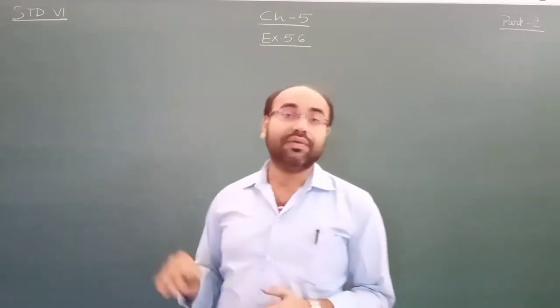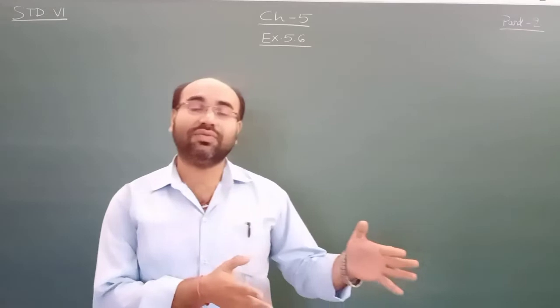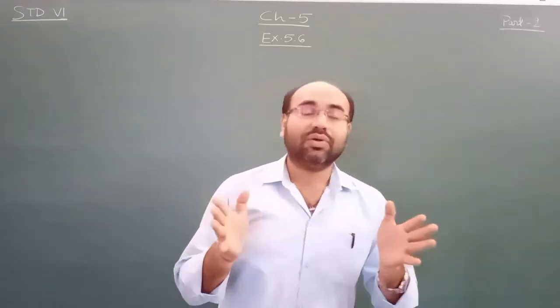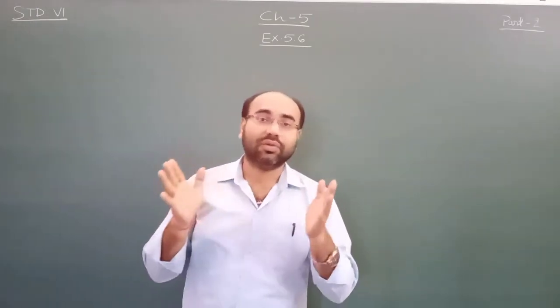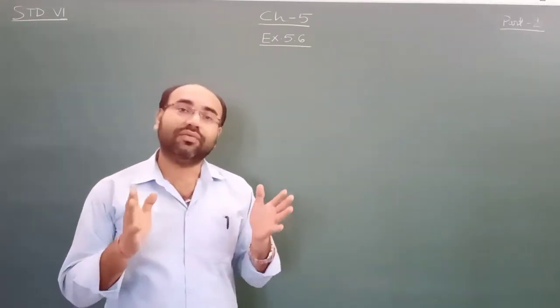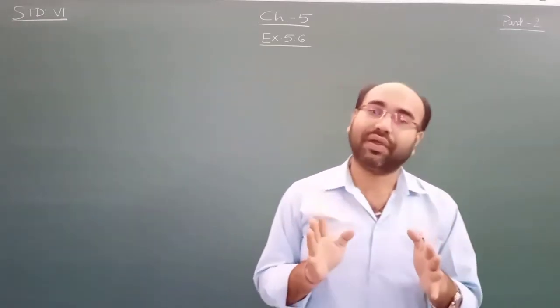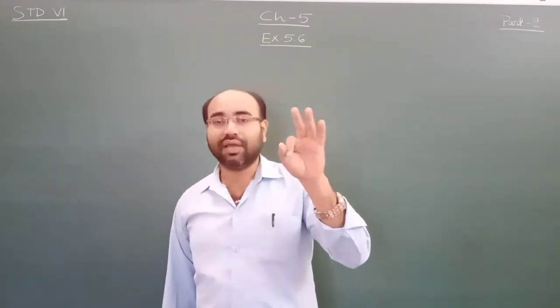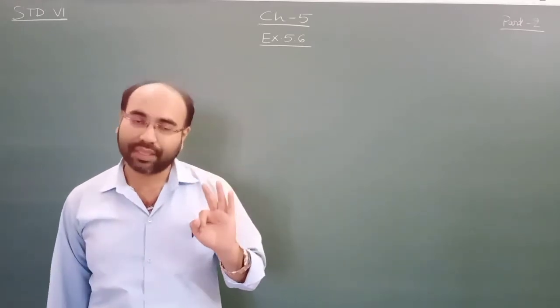Before beginning with exercise 5.6, let us revise what we had gone through in the last video, for those who had gone in the class. First we'll recall triangle. A triangle means a closed polygon which is formed of three line segments. So in a triangle, three angles, three vertices and three line segments will be there.